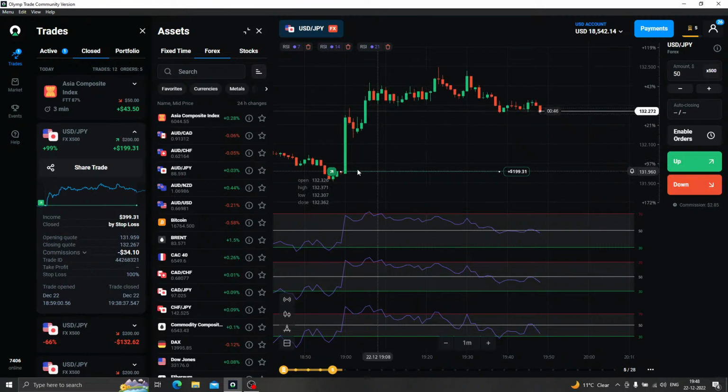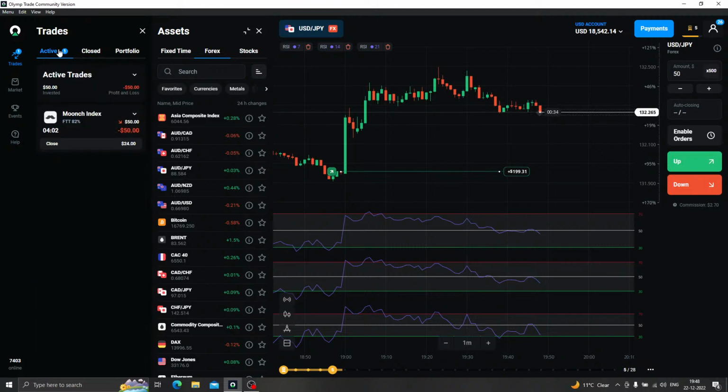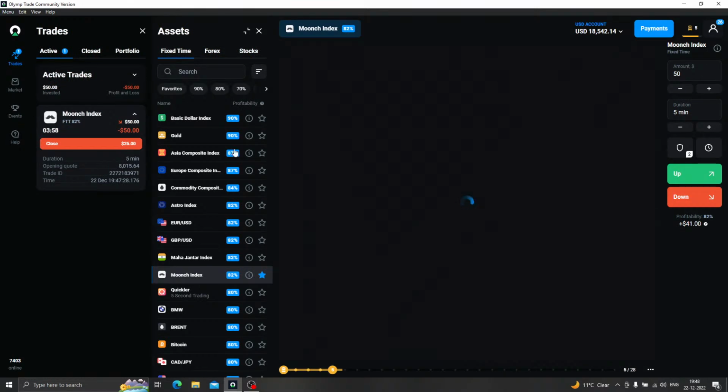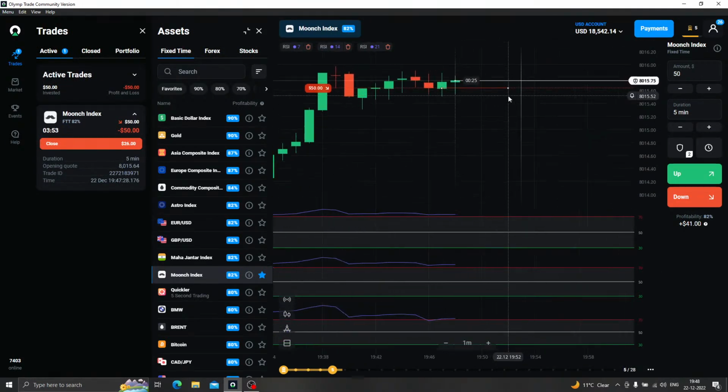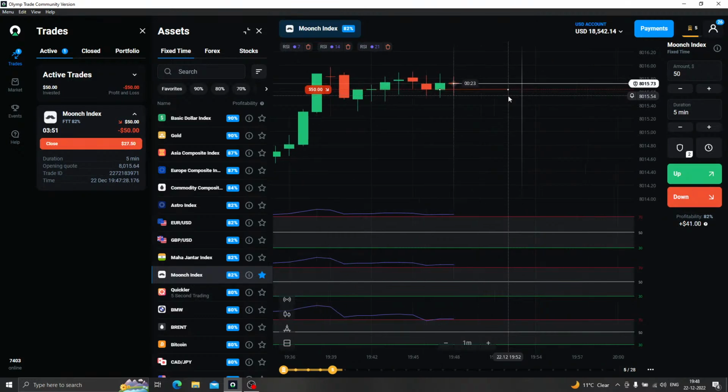So if I would have exited at this point, then the results would have been better. But it's fine. I was able to earn somewhere around 70 USD in that trade. So this is the Mooch Index trade which we have entered into. The trade duration is 5 minutes. Let us wait for this trade to close, then we will move forward to the next trade.